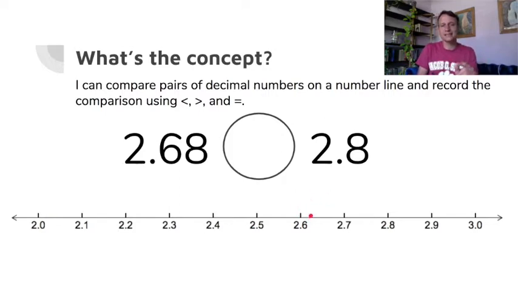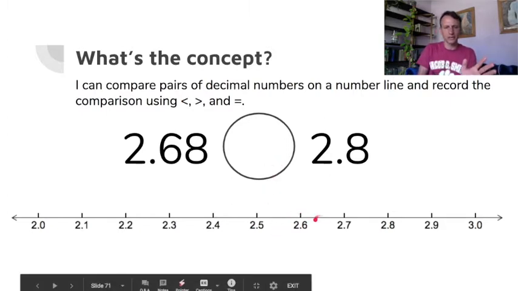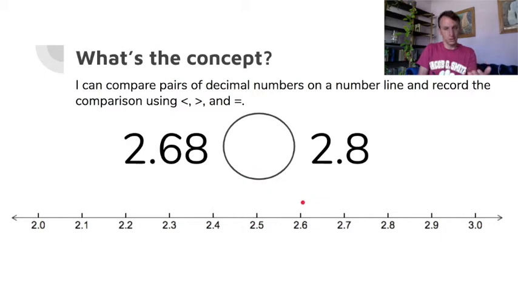2 and 68 hundredths compared to 2 and 8 tenths. Well, 2 and 8 tenths is right here on the number line, but to place the 2 and 68 hundredths, we have to, in our minds, visualize those zeros that turn everything into hundredths. So where would 2 and 68 hundredths fall here? Between 2 and 60 hundredths and 2 and 70 hundredths. About here, right?